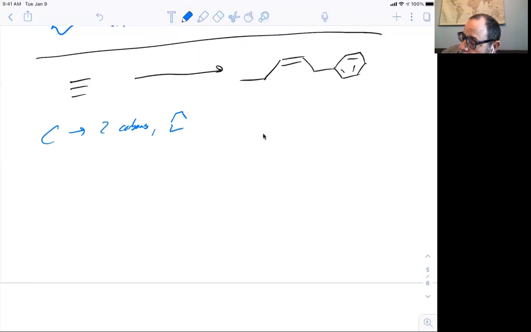And we'll show it this way. We're adding this to the other side. Functional groups: we're going from the alkyne to the alkene. Regiochemistry.